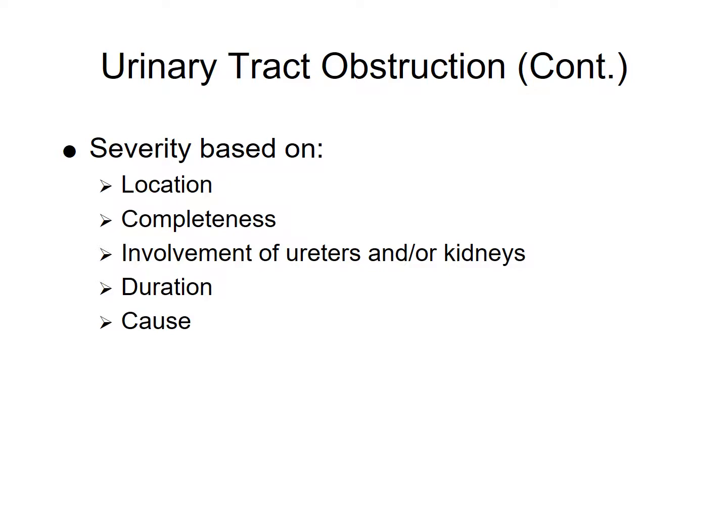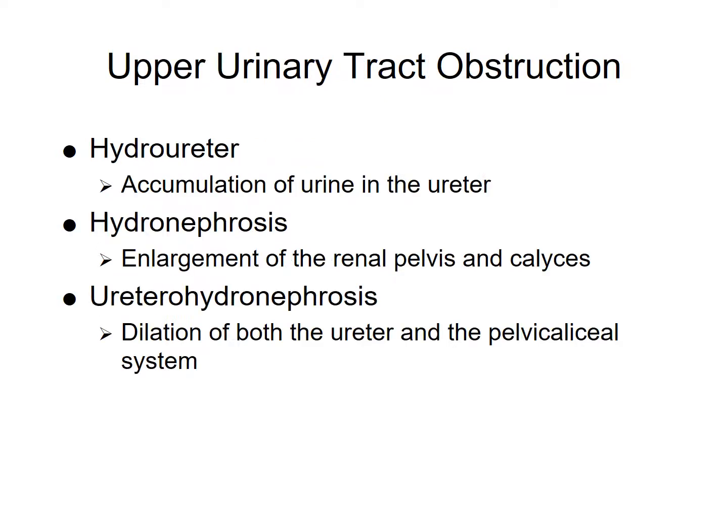The severity of this obstruction is based on the location, the completeness, involvement of ureters and kidneys, the duration, and the cause. Upper urinary tract obstruction includes a hydroureter, or the accumulation of urine in the ureter. If you have urine in the ureter, it's predisposed to develop bacteria.